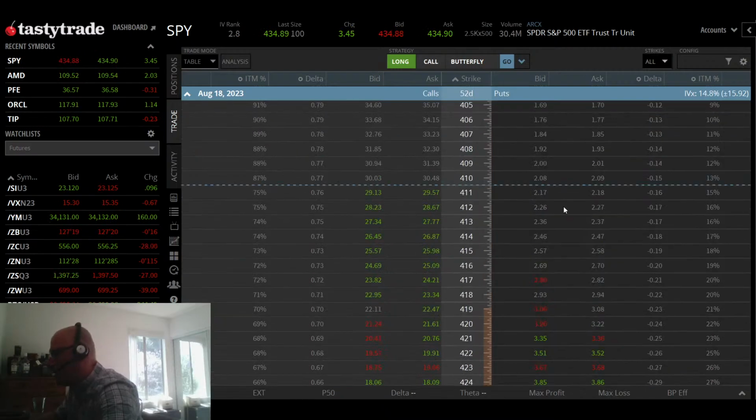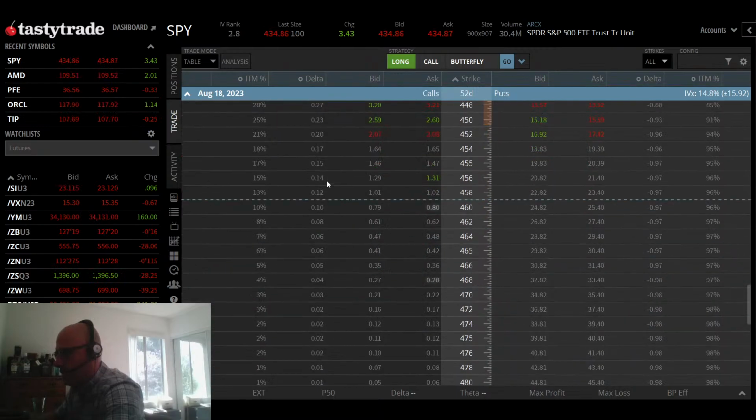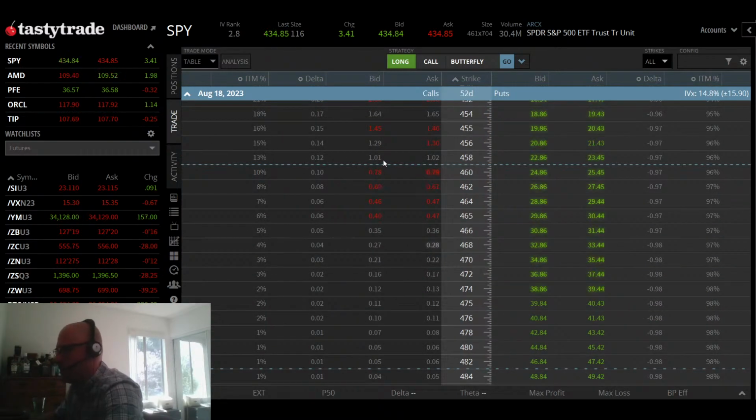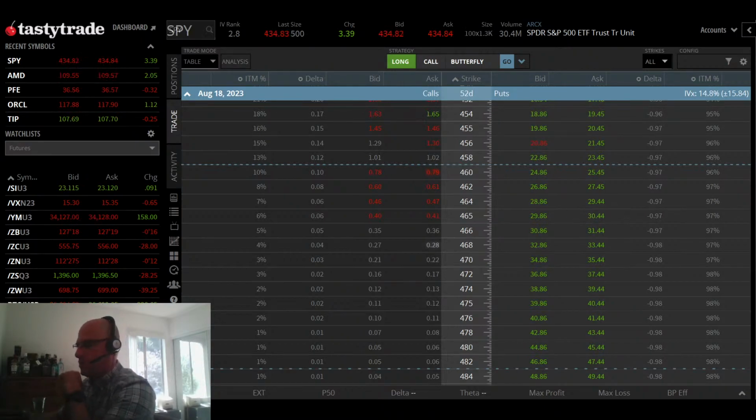Normally the puts trade richer than the calls. Let's go out to one standard deviation here. So 411 is 2.17. And if we go to one standard deviation, now you get to see it. The call is only $1, a little over $1. So the puts trade richer than the calls.